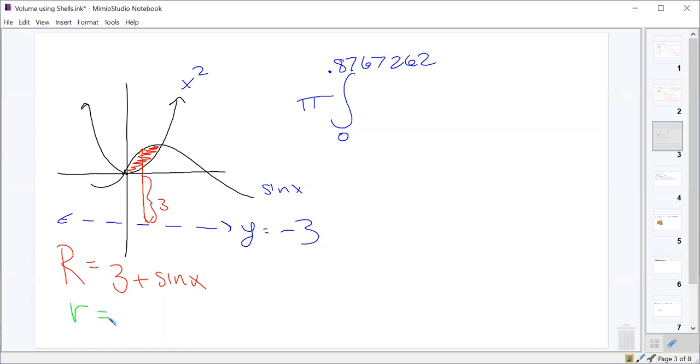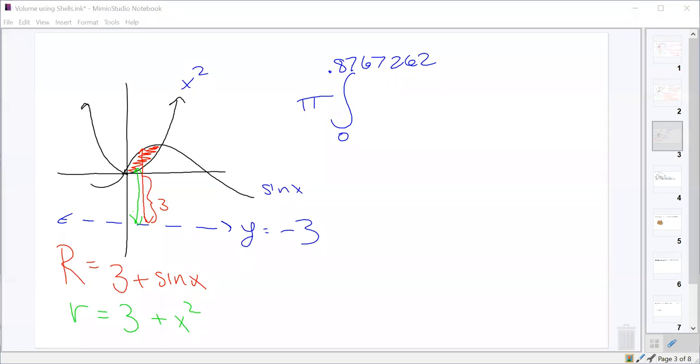And our inner radius should be the distance from here to the lower function, which should be 3 units to get up to the x-axis. And how many units up above the x-axis are we? x squared. Everybody good with the inner and outer radius there? Class good? Zoom good? Yes. Good deal.